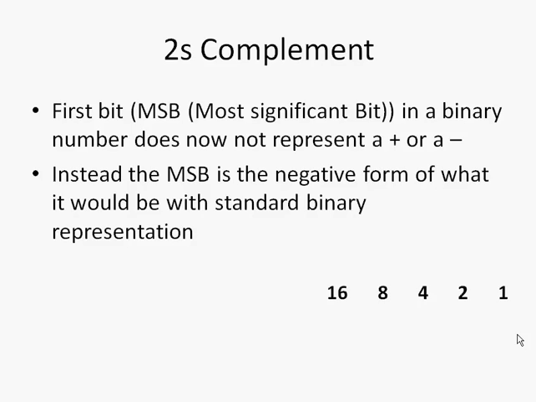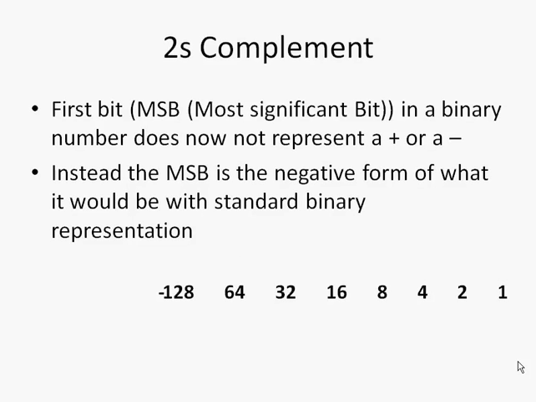So if we have our base 2 number system, then the 128 isn't actually 128, it's actually minus 128. So in non-signed binary it would be 128, but in 2's complement it would actually be minus 128. So the MSB is actually negative, and always is in 2's complement.